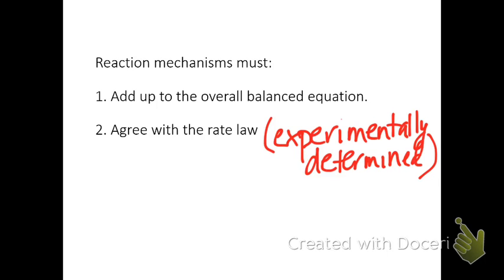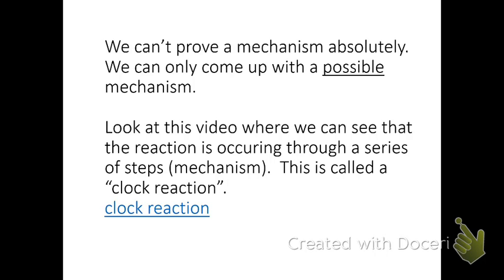Any questions so far? Okay. We can't prove mechanisms absolutely. We can only come up with possible probabilities. Okay, so here is a video if you want to go watch it later. It's called the clock reaction. There's actually a pivot lab that does the clock reaction.